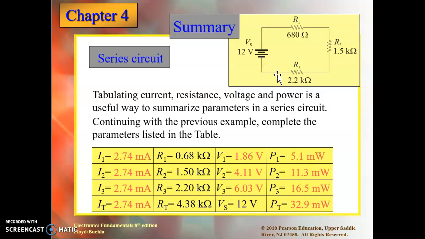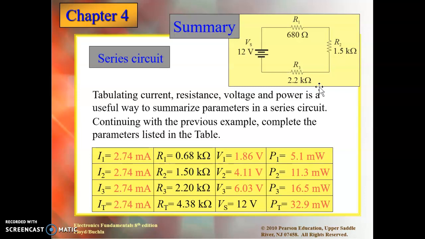How is the voltage consumed? We can assume that it is proportional to the value of the resistor. The higher the value of the resistor, the more voltage it consumes. The lower the value of the resistor, the lower the voltage it consumes. Okay? So this is important.